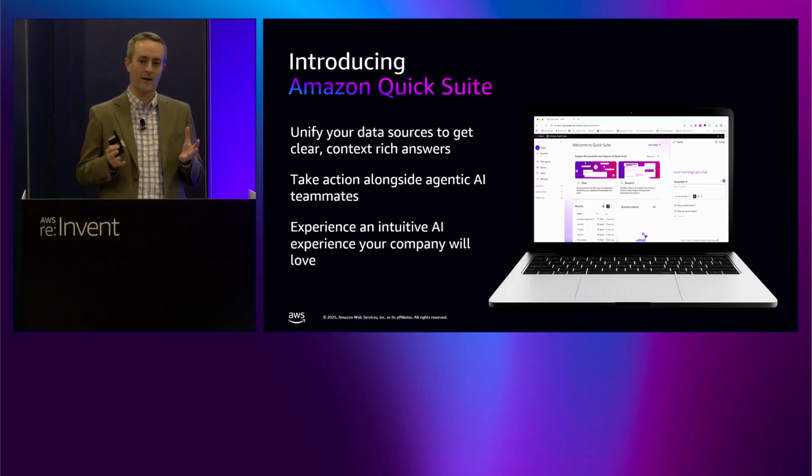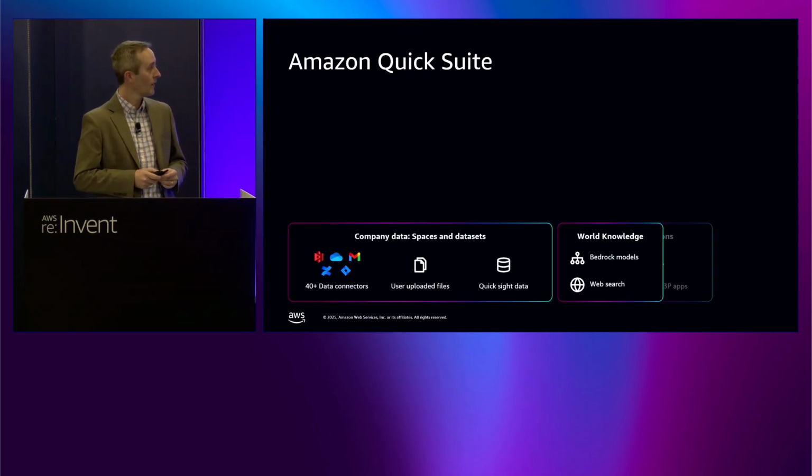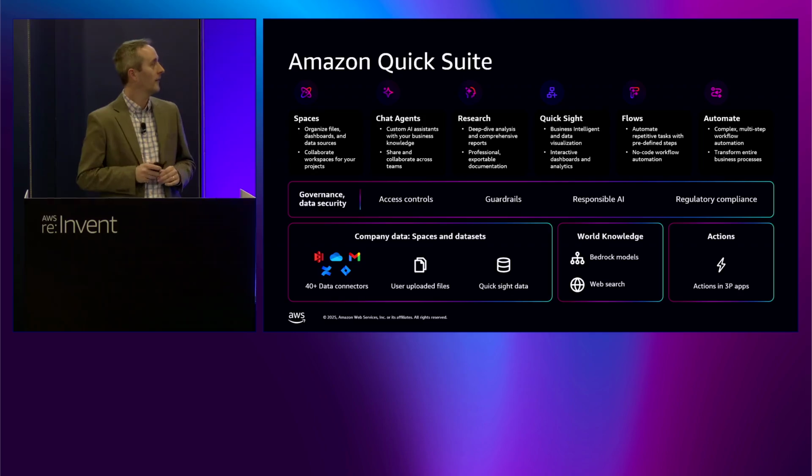In October, Amazon announced a new offering called Amazon Quick Suite that is designed to unify your data and applications so that business users can quickly get the information that they're looking for and take action with the help of agentic AI teammates. So I'm going to give you a quick overview of Quick Suite. There's a number of key capabilities here.